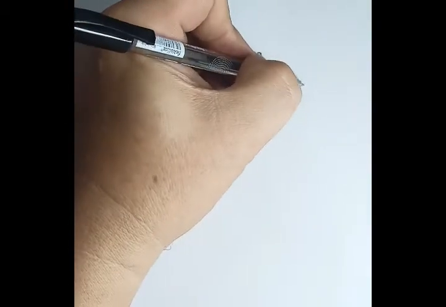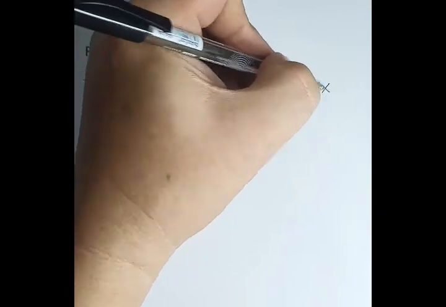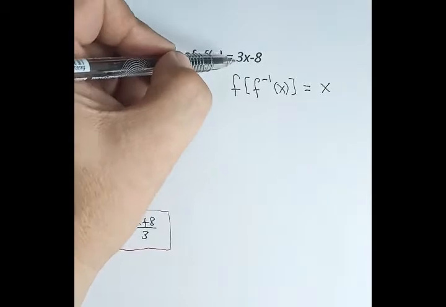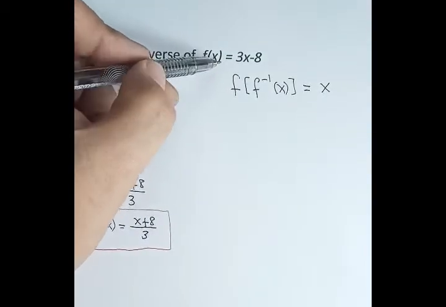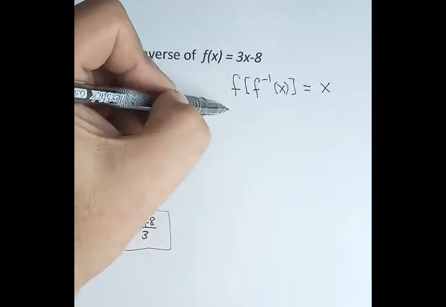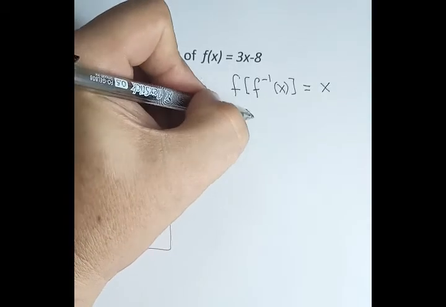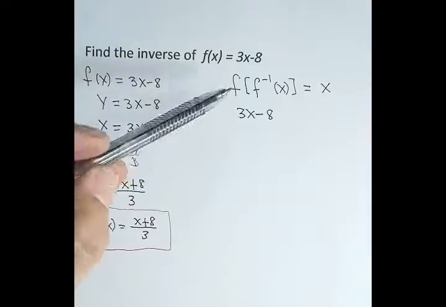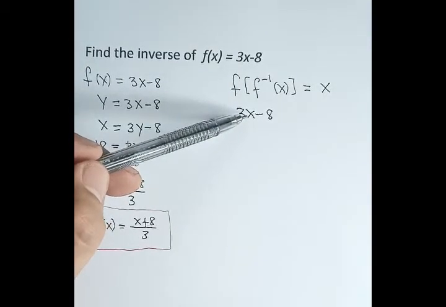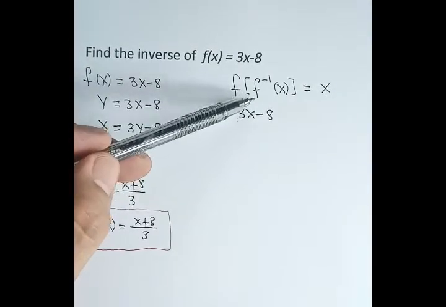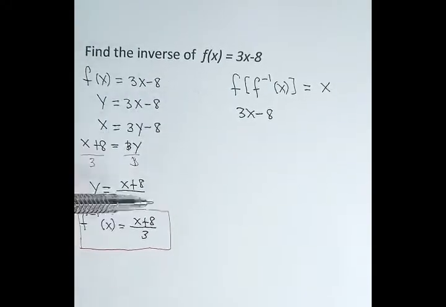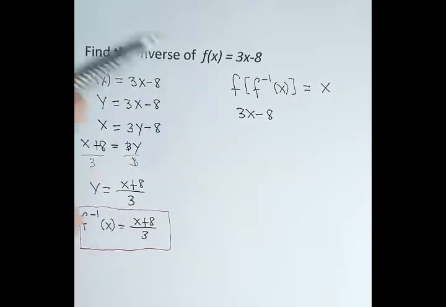So it must equal x. So first we rewrite our original function. Our original function is 3x minus 8. And then instead of x, we substitute the inverse function, this x plus 8 over 3. So we substitute this expression into our original function.